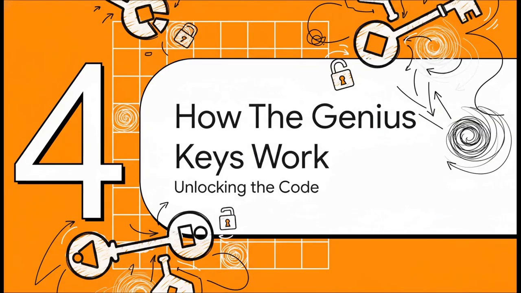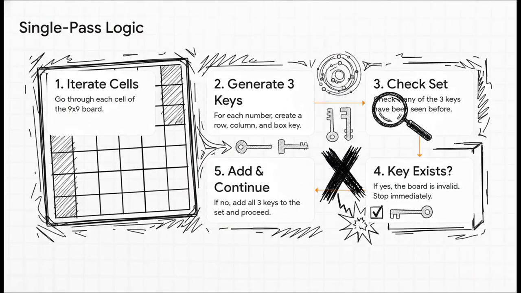Okay, this is the heart of it all. Let's pull back the curtain and see exactly how these genius keys are built and why they let us validate the whole board so cleanly. So here's the game plan. We march through the board one cell at a time. If we hit a number, we instantly create 3 special little strings, our keys, 1 for its row, 1 for its column, and 1 for its box. Then we try to add them to our one big set. But before we do, we check, have we seen any of these exact keys before? If the answer is yes, bam, we found a duplicate. Game over, the board's invalid. If not, we just add our 3 keys to the set and move on.